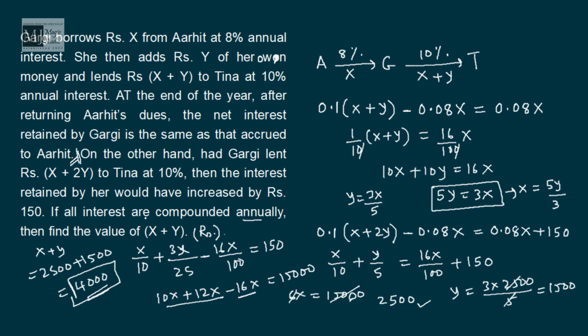Now, "all the interests are compounded annually" doesn't make sense here, because since all the data is for 1 year, simple interest and compound interest calculations remain the same. So it's of no use here. Even if simple interest is written, we will end up getting the same result. Answer would be 4,000.